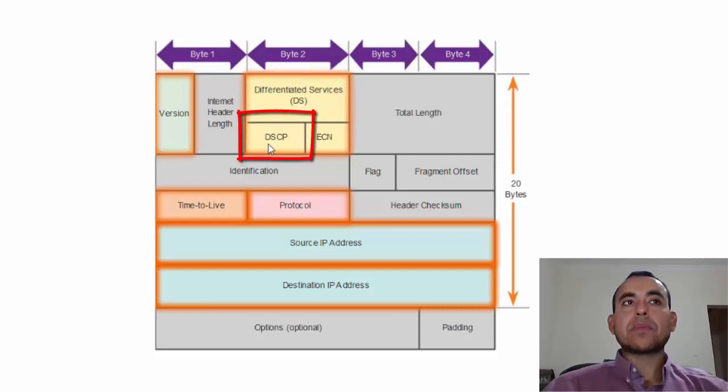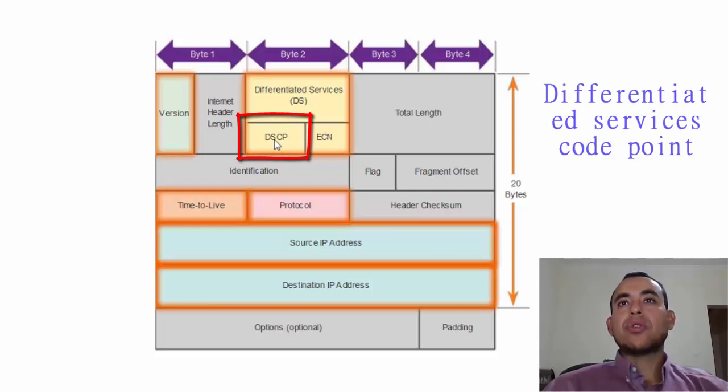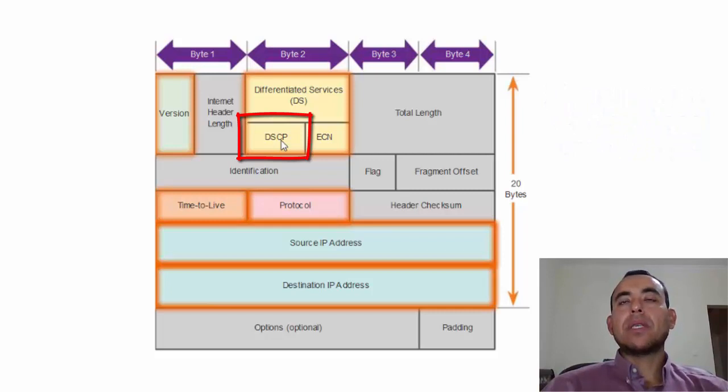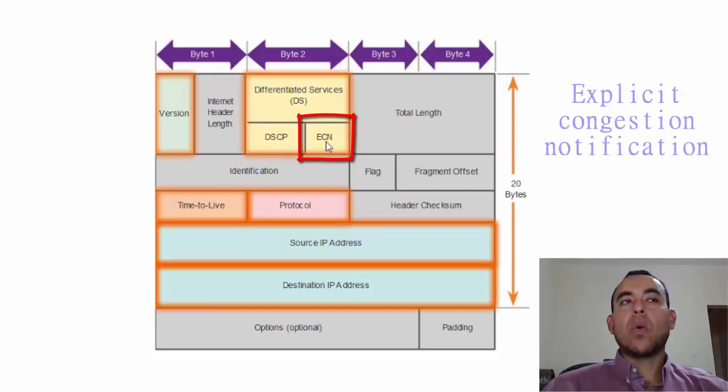And this field is used for quality of service. This field is divided into 2 parts. The first 5 bits represent the differentiated services code point, and this is like a priority of the packet. As we have explained before, each packet will have a priority to identify whether this is video traffic or audio traffic or data traffic, and based on that the router will route the different packets according to a certain priority.